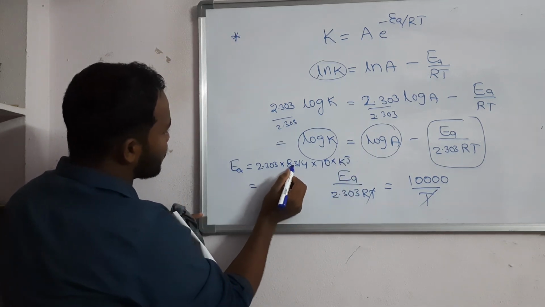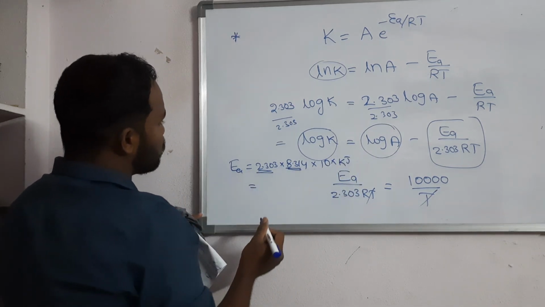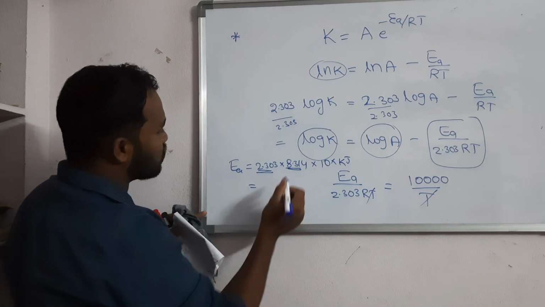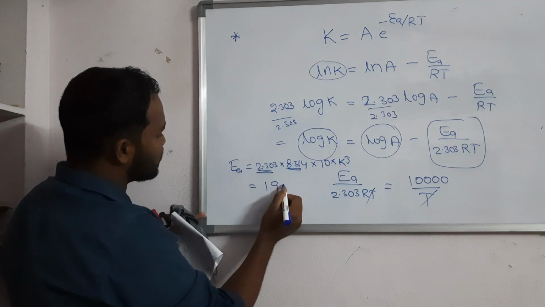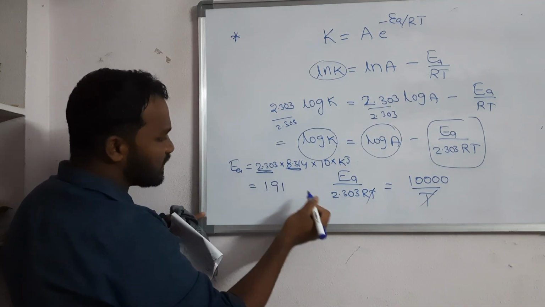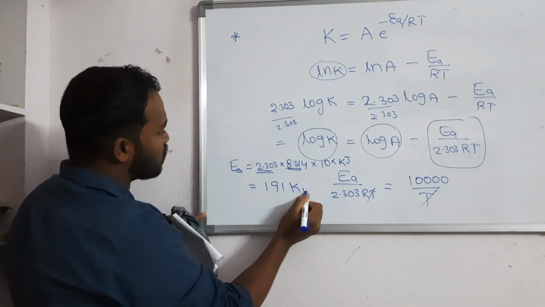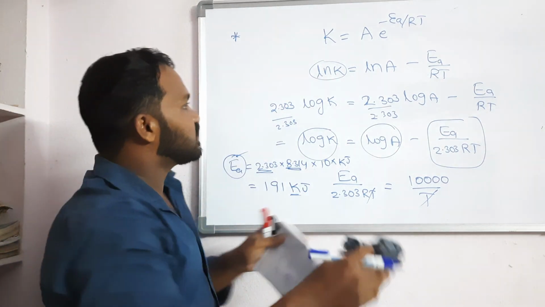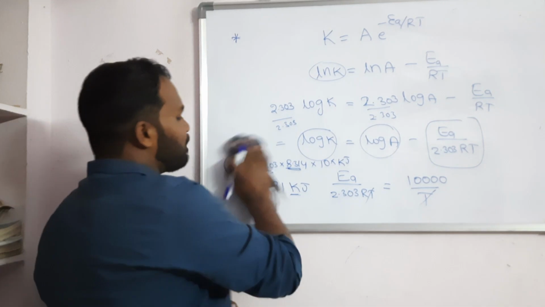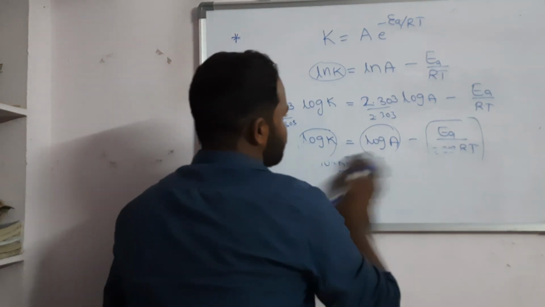If you calculate 8.3 into 2.3, you will get around 19.1 something. So you can write the direct answer as around 190 or 191 kilojoules. The activation energy for this is 191 kilojoules. This is the question they asked, same as the previous GATE question.